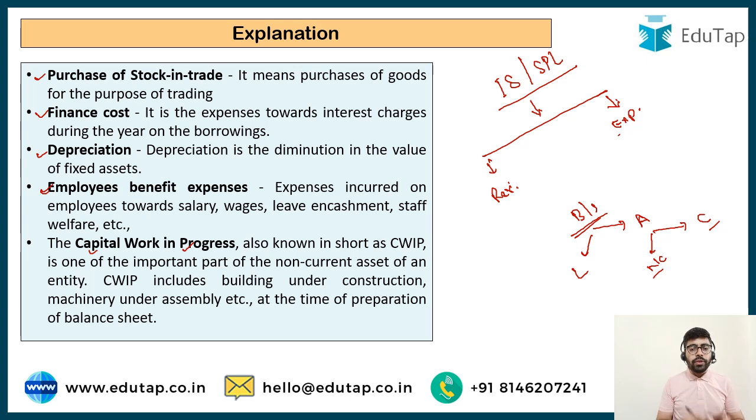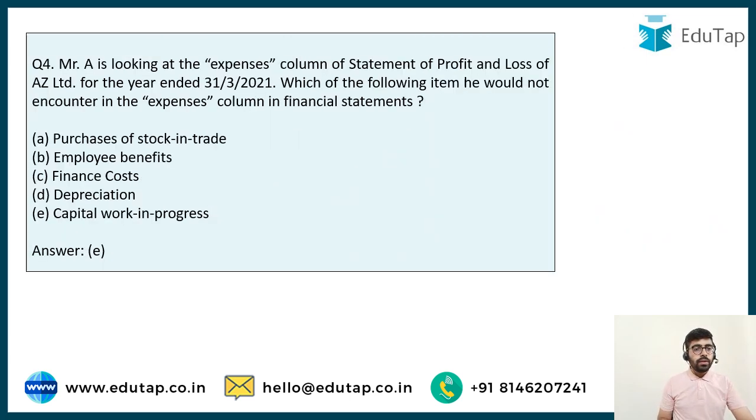So suppose we have started construction of a new building. This construction may take around 2 to 3 years. The building may be completed in 2 to 3 years' time. So the work on the building is still in progress, and we are going to show it in our balance sheet as capital work in progress. This is a sort of asset item under the balance sheet. It is not going to be included in your profit and loss statement. So the answer clearly is going to be option number E, capital work in progress.